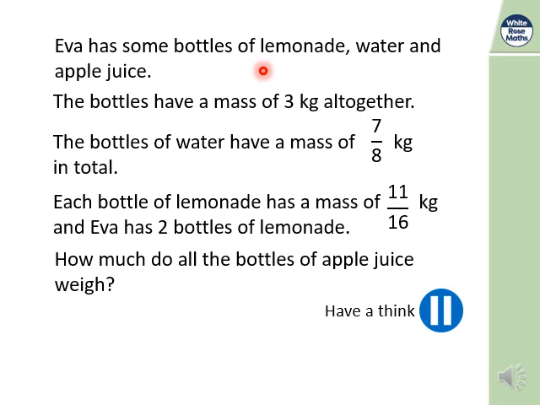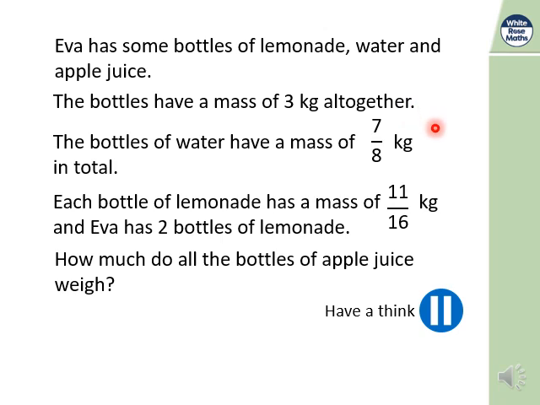Looking at each sentence, we know that Eva has a bottle of lemonade, water and apple juice. So there are 3 bottles, flavours there. So we're dealing with 3 numbers. The bottles have a mass of 3 kilograms altogether. And altogether it means adding up. So that tells us what type of question we might have to answer, what skill we will need.